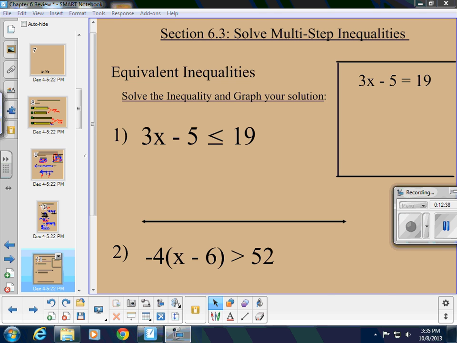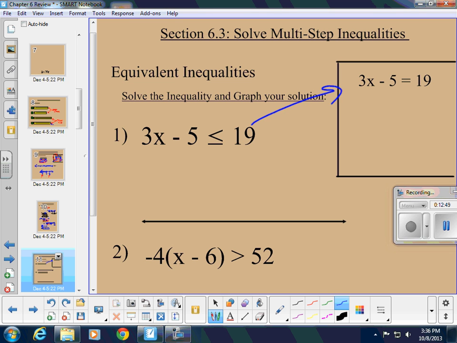Last set of examples here. Again, just because now getting into section 6.3, solving multi-step inequalities. So when we have more than one step, or 1, 2, 3, or 4 steps, however many it takes, even these solve just like equations, which is nice. So if it helps, think about an equation like I have up there. 3x minus 5 is equal to 19. How would you solve that? It's the same steps you're going to use to solve number 1 here.